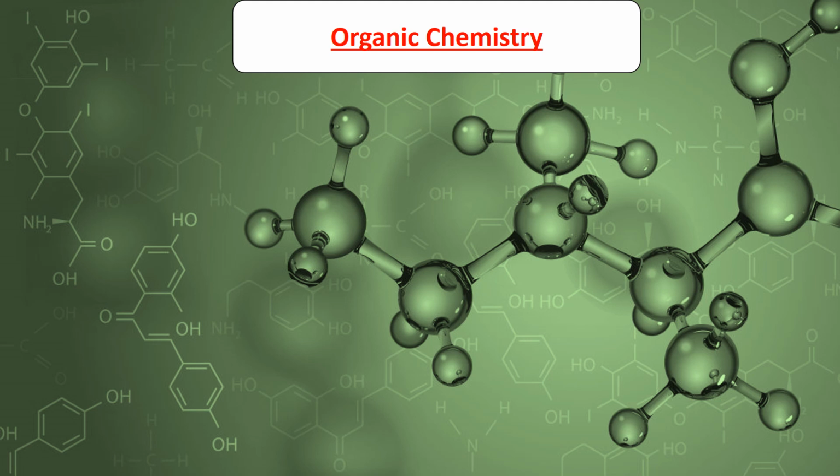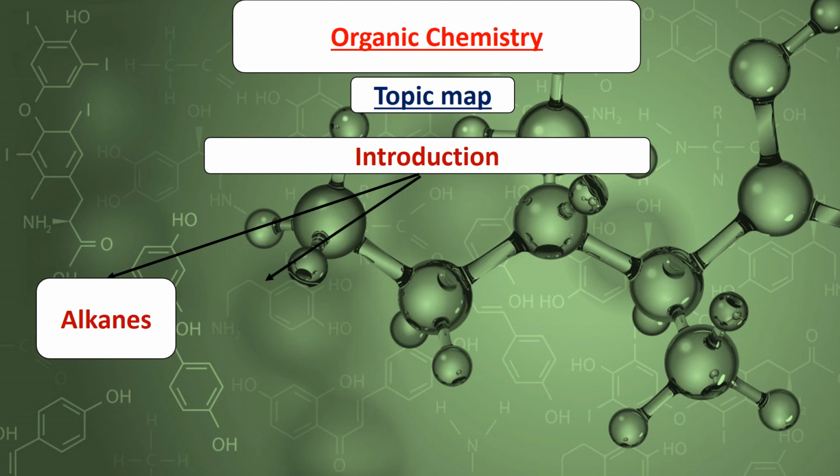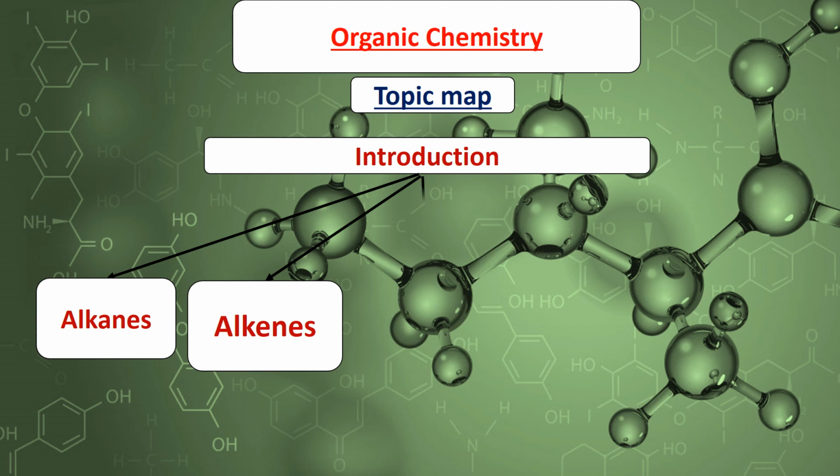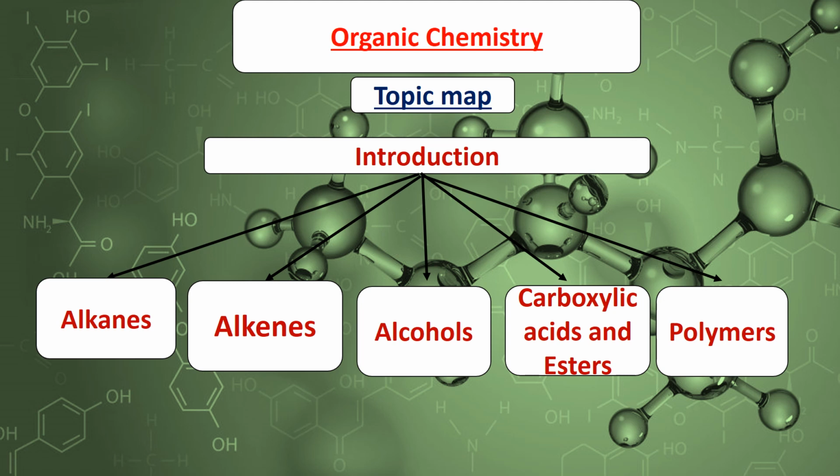Welcome to Organic Chemistry, Lesson 3. So far, we have looked at the introduction to organic chemistry. In the previous video, we looked at alkanes, and in this video, we're going to take a look at alkenes. Then, in the next 3 videos, we'll take a look at alcohols, carboxylic acids and esters, and then polymers.